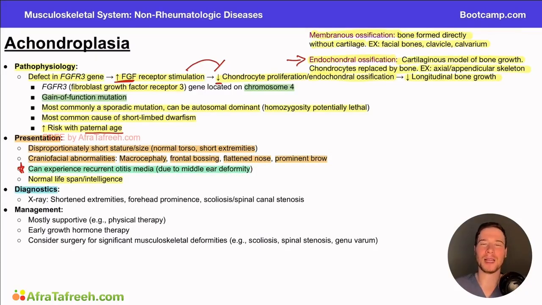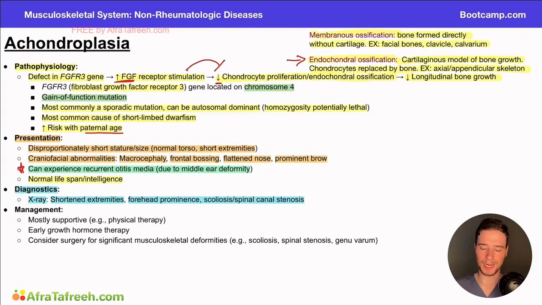There's not really serum labs that you necessarily need, but the main thing to look at is going to be the x-ray, and it's going to show the shortened extremities, which we should also be able to see just visibly by looking at the patient, as well as the forehead prominence, and potentially some scoliosis and spinal canal stenosis is also a fairly common finding in these patients.